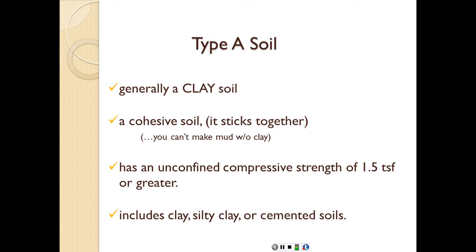So the first type, which is type A soil. This is the best after stable rock. So when we classify the soil, depending on how good the soil is for the purpose of excavation and the minimum amount of required support, the best one is going to be stable rock, which does not require any lateral support. The next one is going to be type A soil, which is generally a clay soil where the soil particles are going to be sticking together, which is a cohesive soil, sticks together.